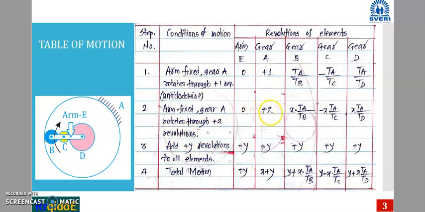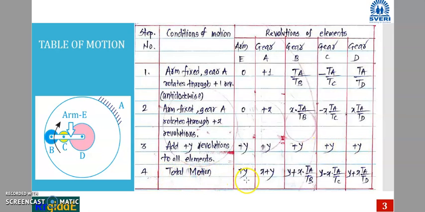Again here 0 plus X, multiply this value by X, multiply this value by X, multiply this value by X, and finally we will get this second row. Again, to count a revolution of the arm, add plus Y revolution to all elements, plus Y, plus Y, plus Y, plus Y, plus Y.